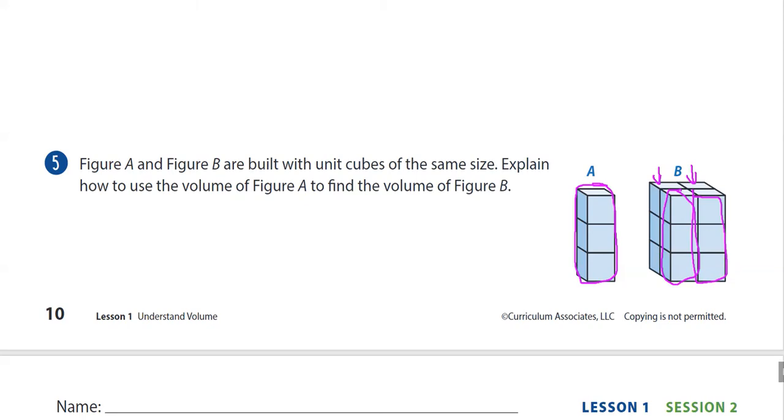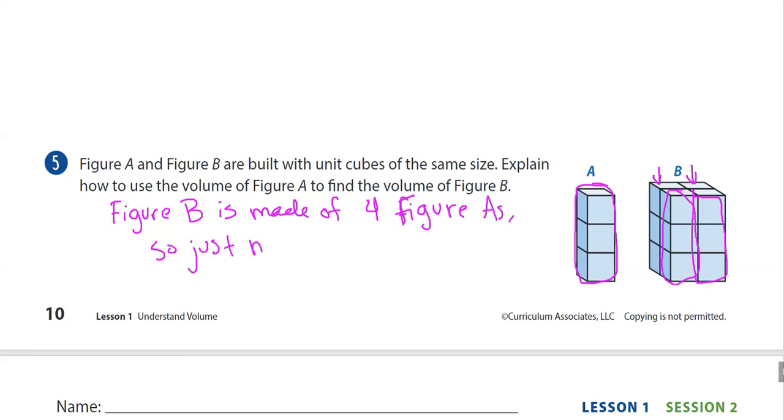So figure B is made of 4 Figure A's. Its name is Figure A, so capital F. So just multiply by 4. There you go, so 3 times 4 equals 12. There you go.